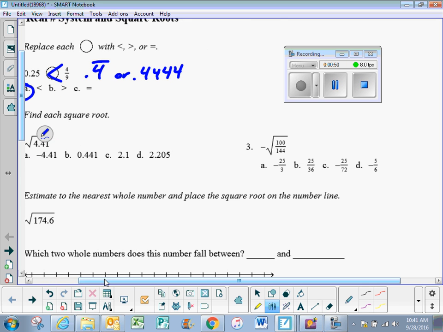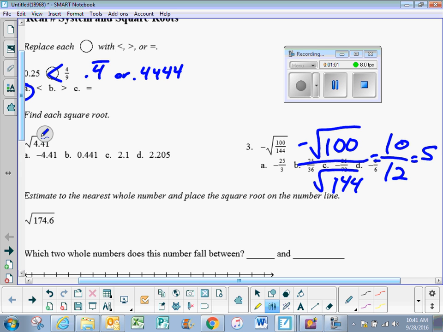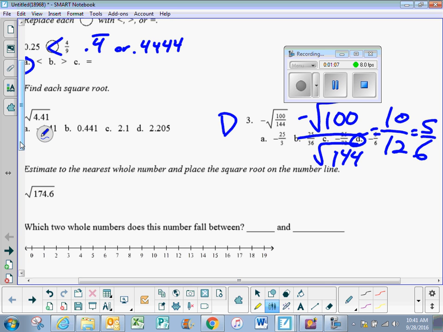Remember we talked about the square root of a fraction is the square root of the numerator over the square root of the denominator. So that would be just 10/12, which reduces to 5/6. And it's negative. D. If you missed that, fix it.